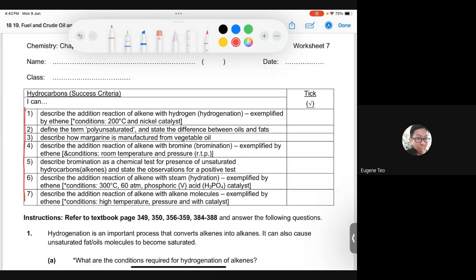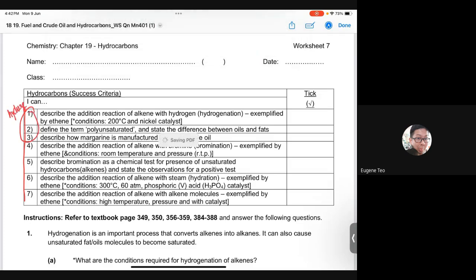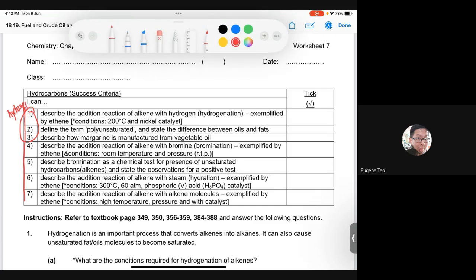Okay, so you can see from here, this is actually your 1, 2, 3 is hydrogenation. 4 and 5, this one is bromination. And the last two is actually your hydration. So in this worksheet, we're going to cover these three main reactions.